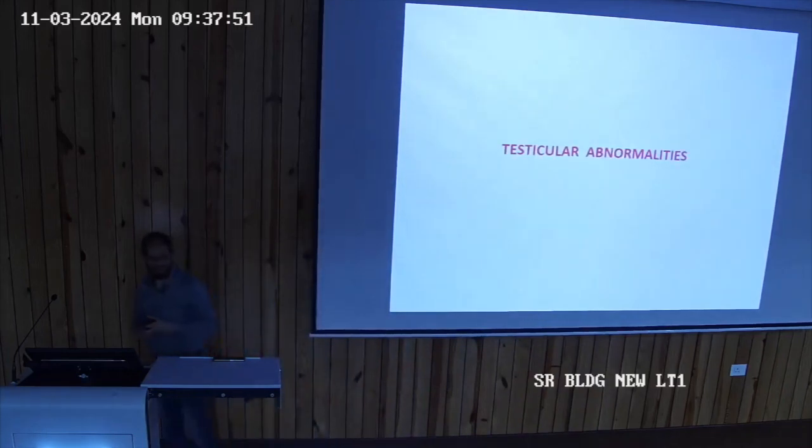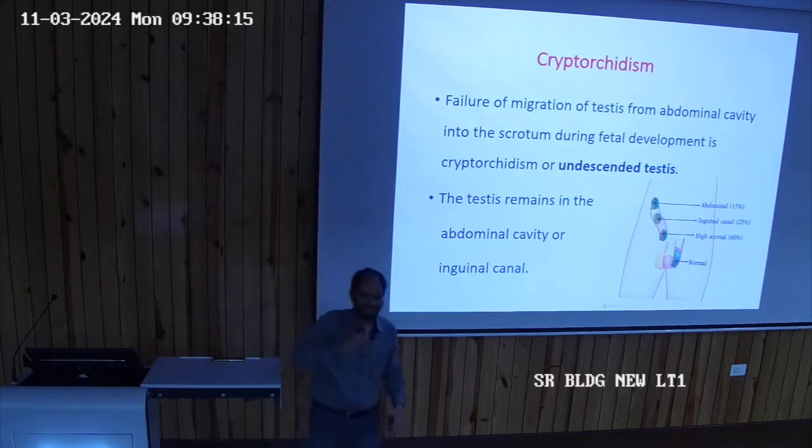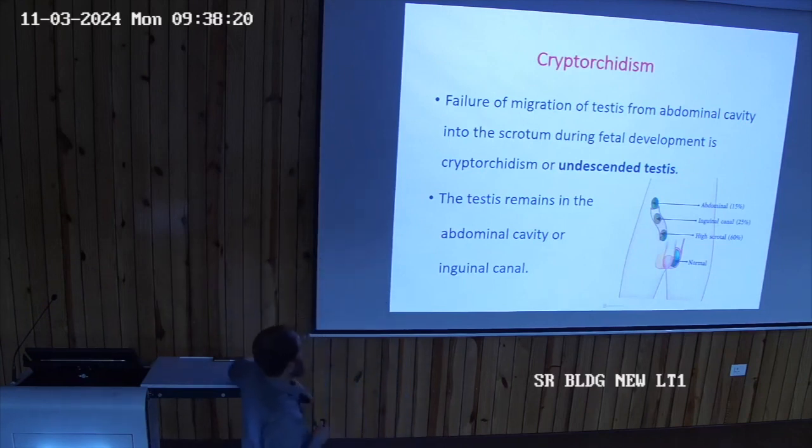Then coming on to some abnormalities related to this. The most important abnormality is, if testosterone is secreted less, what will happen? Undescended testis, isn't it? That is cryptorchidism: failure of migration of the testis from the abdominal cavity to the scrotum. Okay, in which week does it come into the scrotum? 33 weeks. In 33 weeks it comes into the scrotum during fetal development.